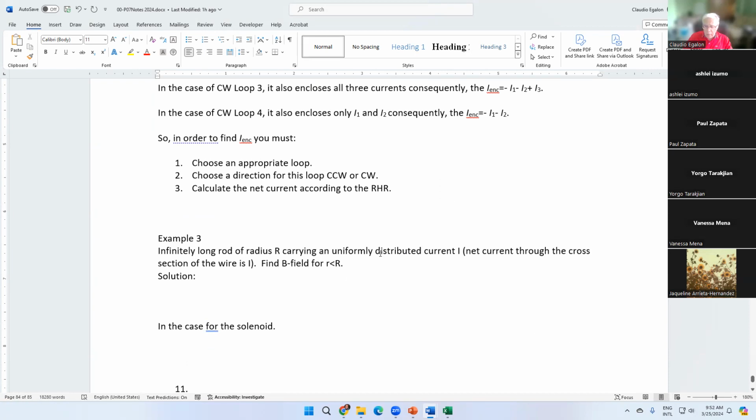An infinitely long rod of radius R carries a net current I that is uniformly distributed throughout its cross section of radius big R. Okay. Find the B field for r less than big R.